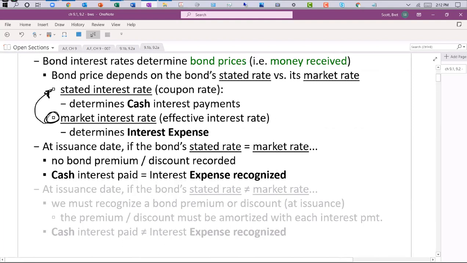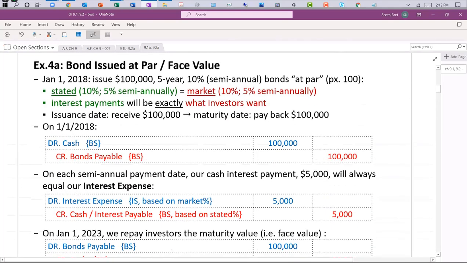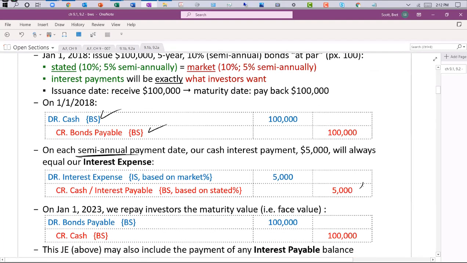So in the situation where we have the stated rate equal to the market rate, that was example 4A, what you'll see is accounting for the bonds is very similar to how we accounted for the notes payable. Down below, I give you everything in one page. If we issue this at par, there's not a lot of magic behind the journal entries. We get the cash of 100, we credit the bonds payable. Every time we make a semi-annual payment of interest, the cash we pay, which is based on the stated rate, is always going to be 5,000.